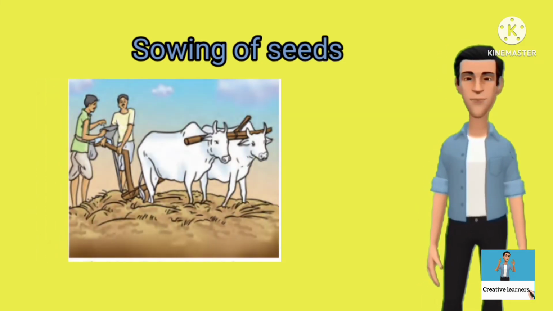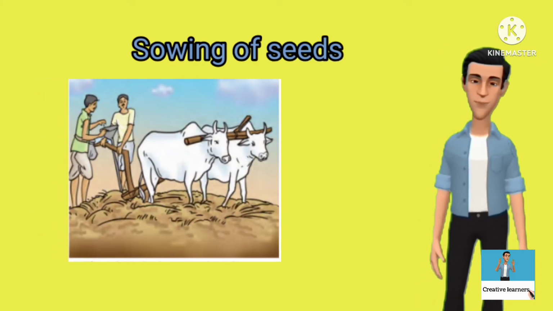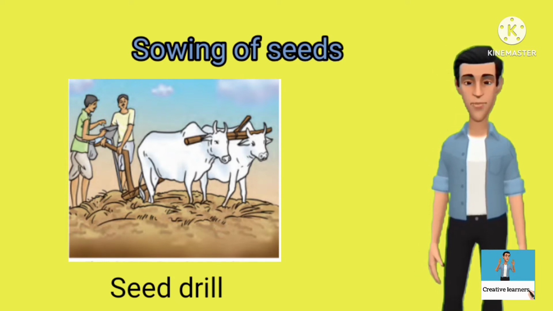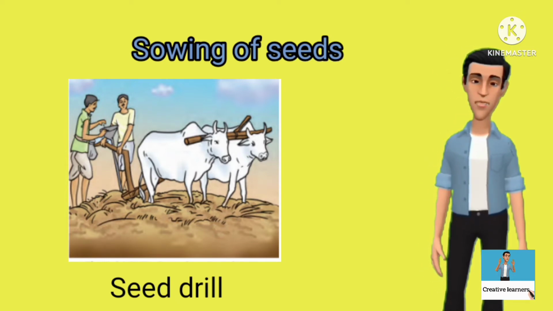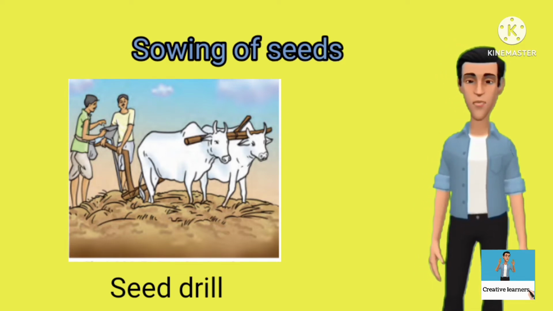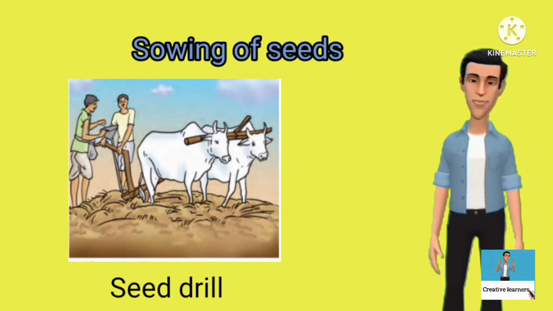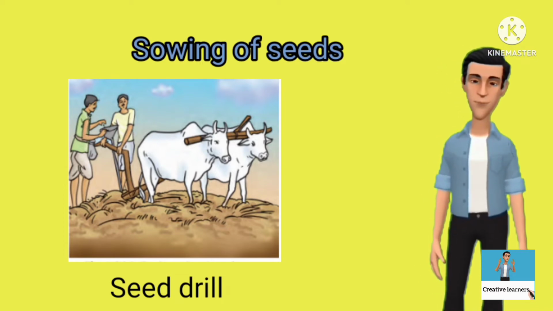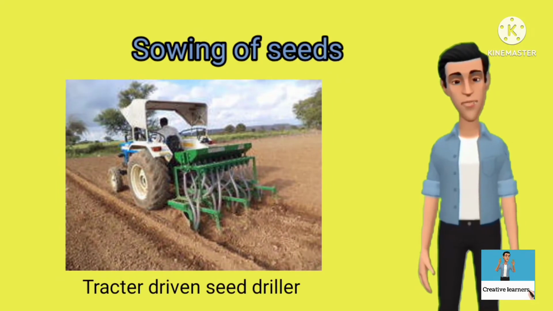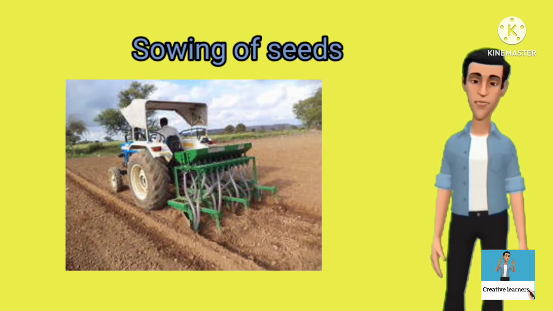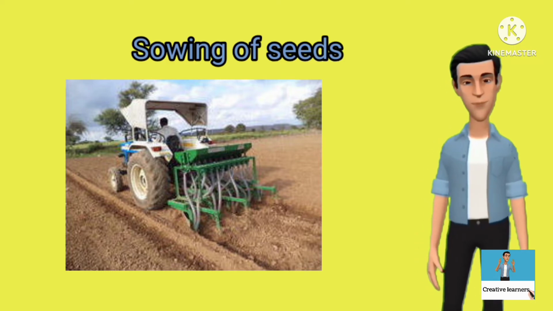A new method came into existence, which was the seed drill. It was a funnel-shaped tool with an attached pipe that delivers the seed directly inside the soil. It is also a traditional animal or human driven tool. Nowadays, tractor driven seed drills are used because they are more efficient and time saving.